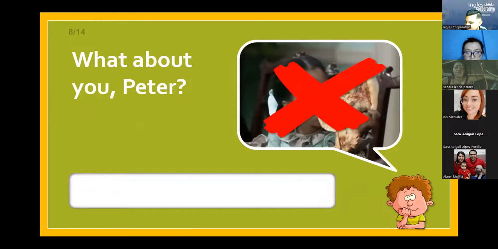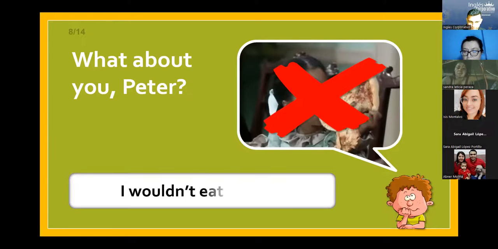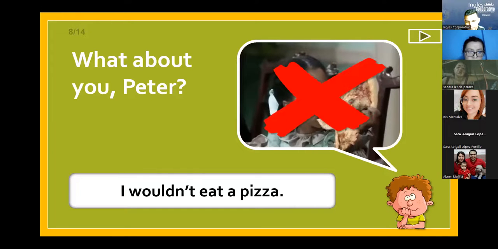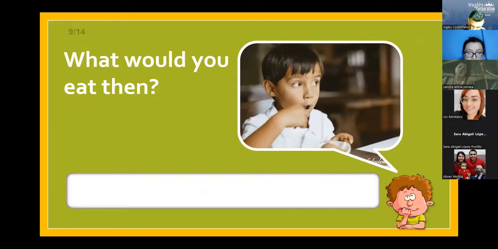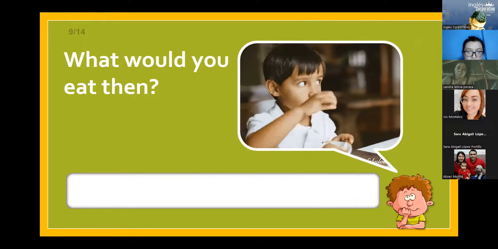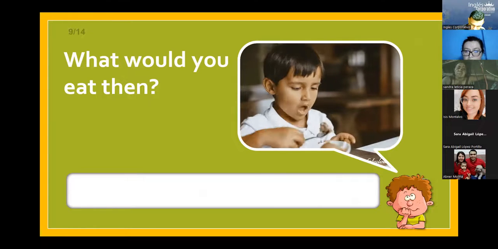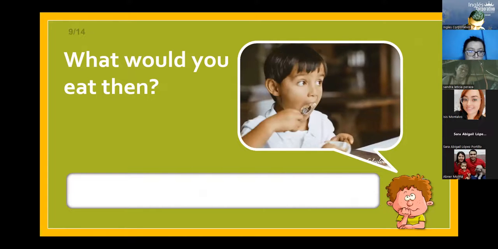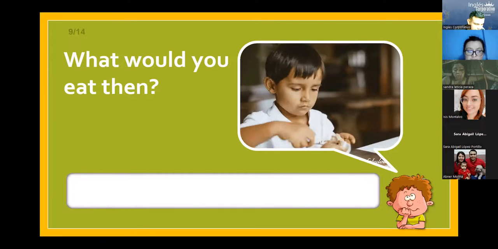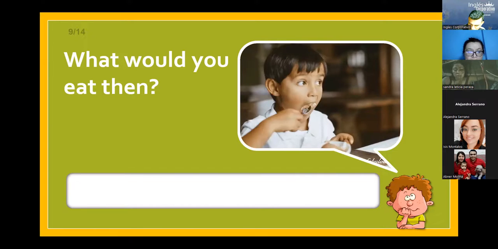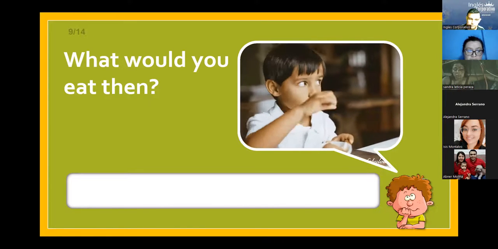Para hacer la forma negativa, ¿cómo podría ser? Peter wouldn't eat pizza. Or I wouldn't eat pizza. Muy bien. Excelente, Miss Montalvo. En la siguiente, what would you eat then? ¿Qué te gustaría comer entonces? Mr. Abner, what would you like to eat on your birthday? I would like to eat lasagna.